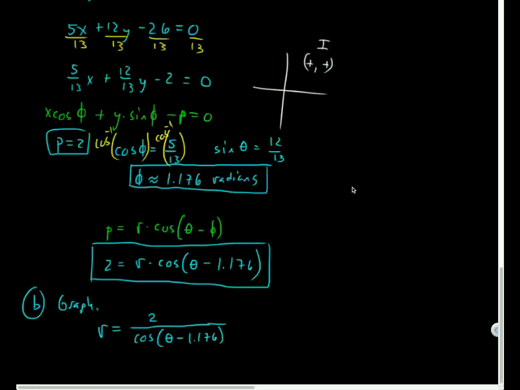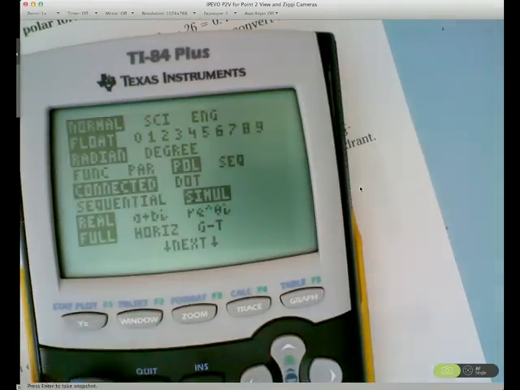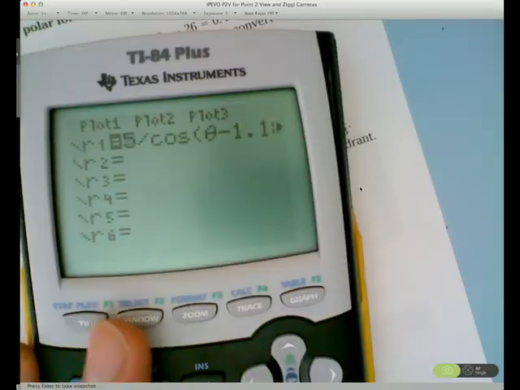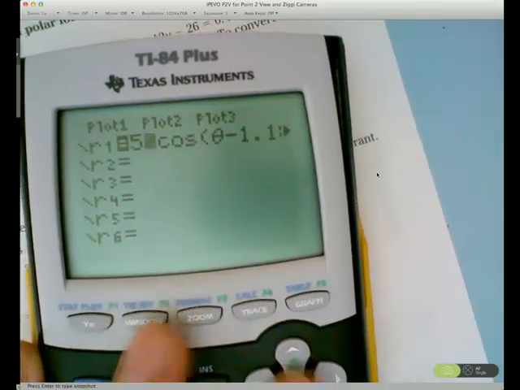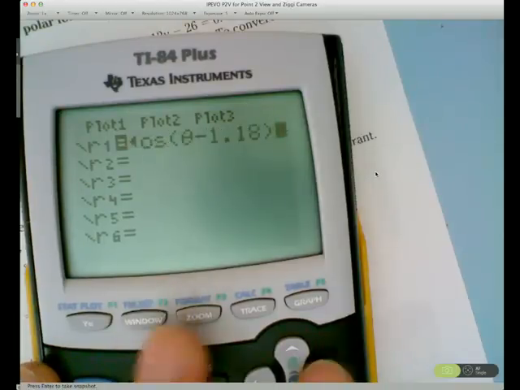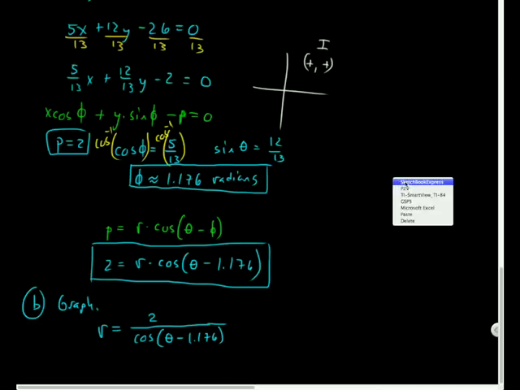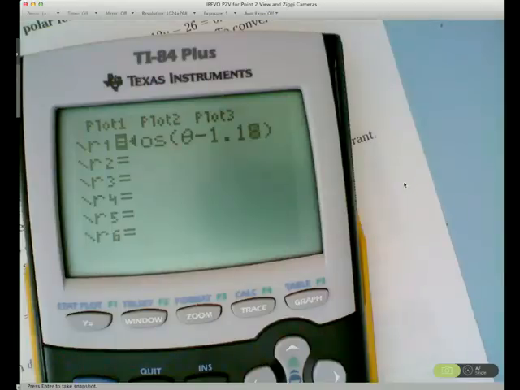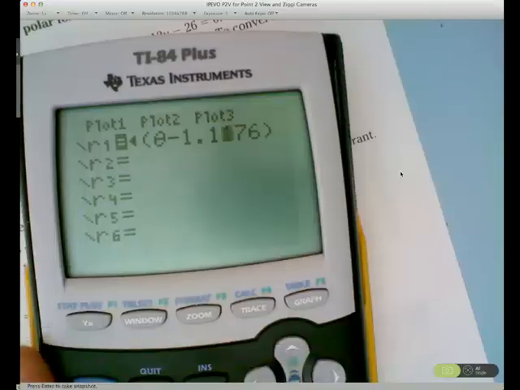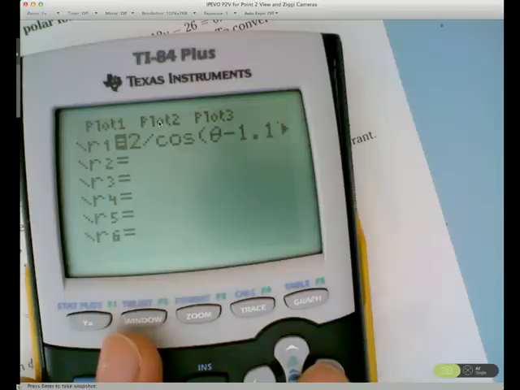Let me graph this for us here. Let's switch modes. I'm in radian. Y equals, actually no, that's a different version. 2 divided by cosine of theta minus 1.176. There we go, so there's my equation. I don't need to put parentheses around this denominator because it's a single function represented there.